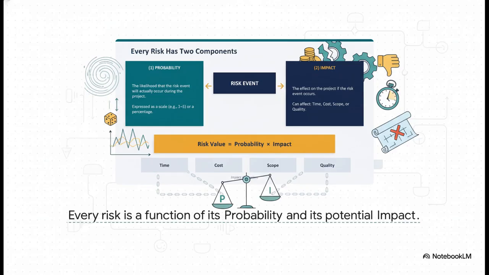Right in the middle, you've got the risk event, the thing that might happen. That event has a certain probability. How likely is it to occur? And if it does occur, it's going to have an impact on your project. The combination of those 2 things, probability and impact, is what gives you the overall size of the risk, or what we call its risk value.